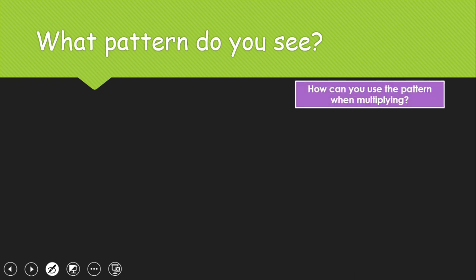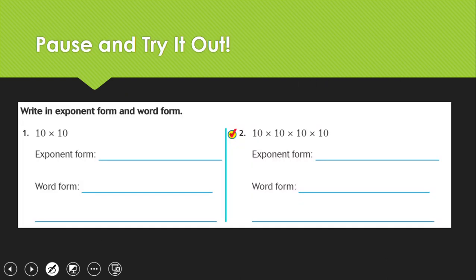So how could you use this pattern when multiplying? Basically, you can write the same number of zeros in the product as in the exponent. So let's say I had 10 to the power of 5. What would your answer be? Good. 1 and 5 zeros. Very nice. All right, go ahead, pause it, and try it out.